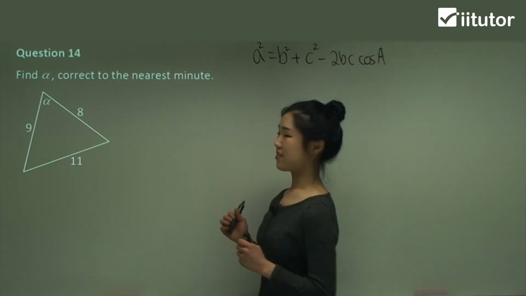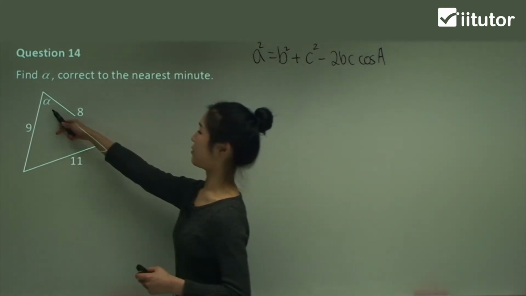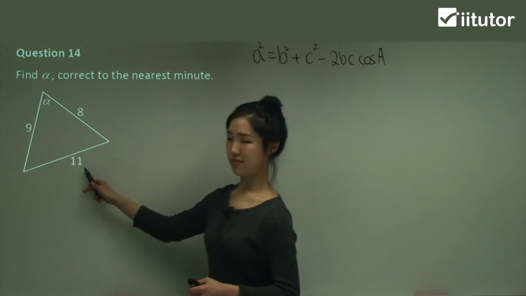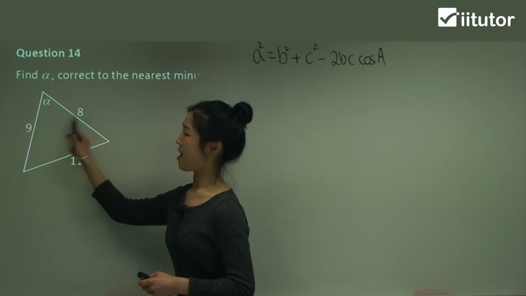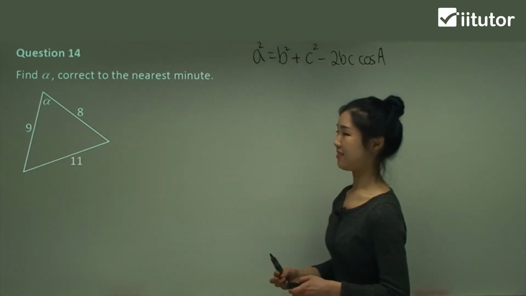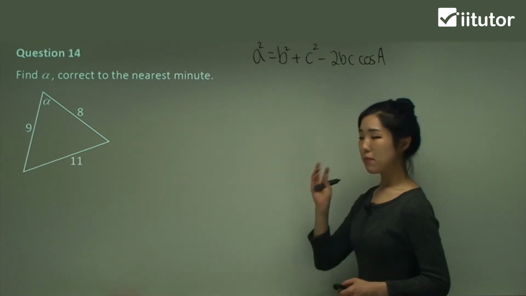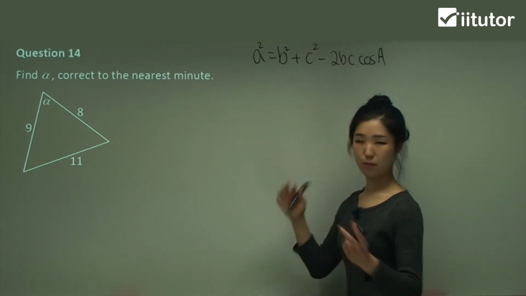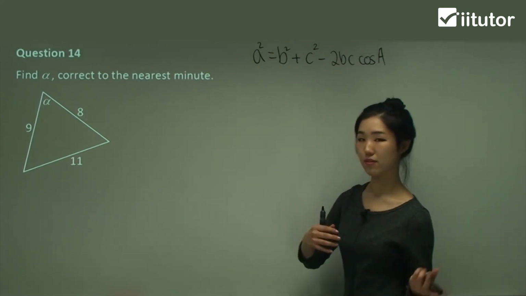Find alpha correct to the nearest minute. So alpha is also an angle. See how we have an opposite side, and we have the other two remaining sides. So we can use the cosine rule, but because we're looking for the angle, I'm going to use that rule that I had in the previous question.